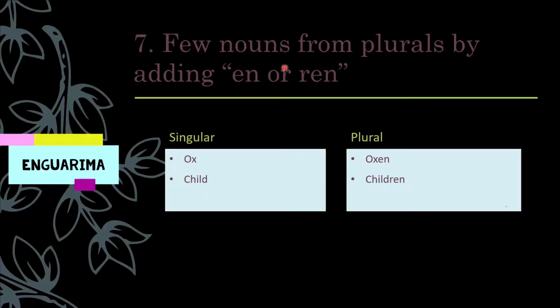Seventh rule is a few nouns make plurals by adding en or ren. Example: ox, oxen; child, children.